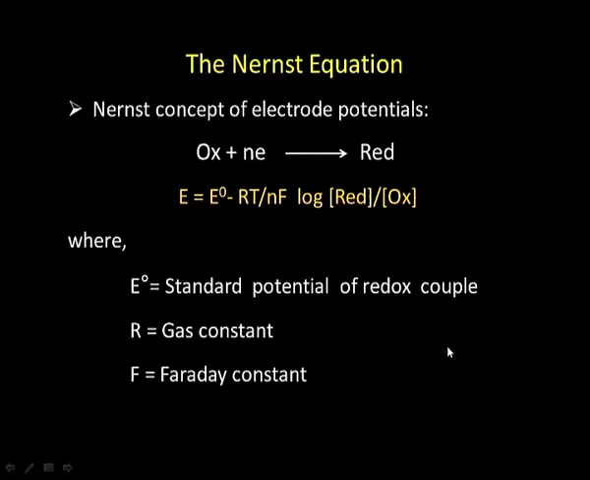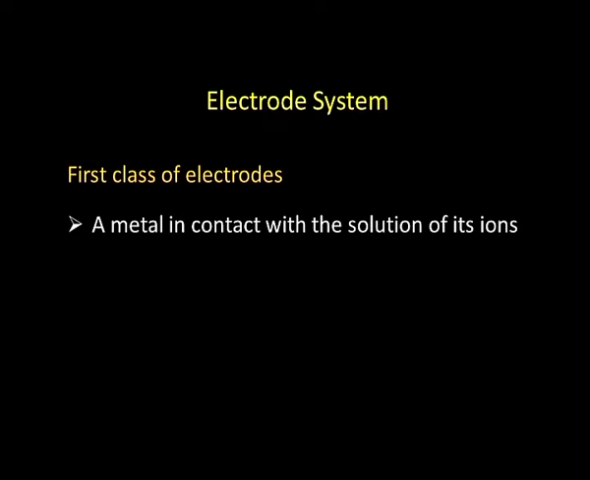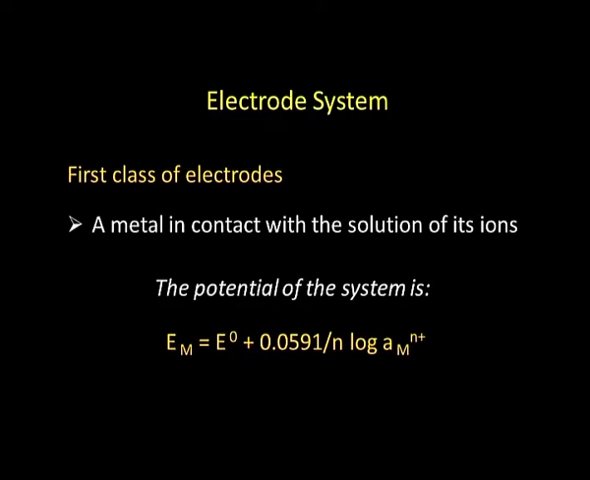F is the Faraday constant, and n is the number of electrons involved in the reduction. Let us now come to various types of electrode systems. The first class of electrodes are a metal in contact with a solution of its ions. The potential of the system in this case is represented by E_M = E0 + (0.0591/n) log a(Mn+), where Mn+ is the metal having n positive charge.